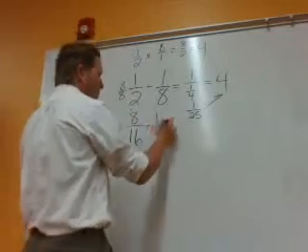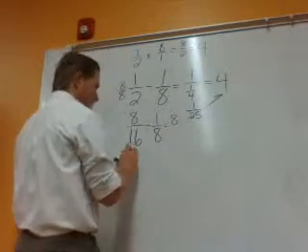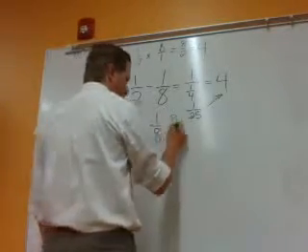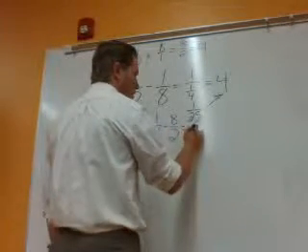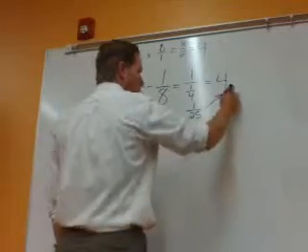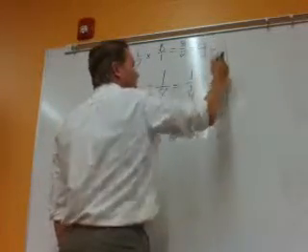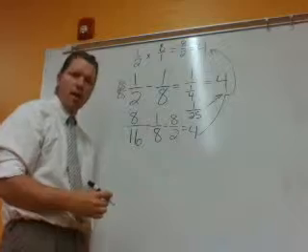8 divided by 1 is 8. 16 divided by 8 is 2. 8 divided by 2 is 4. They're all the exact same, okay?